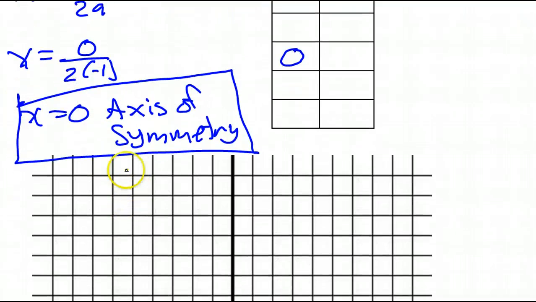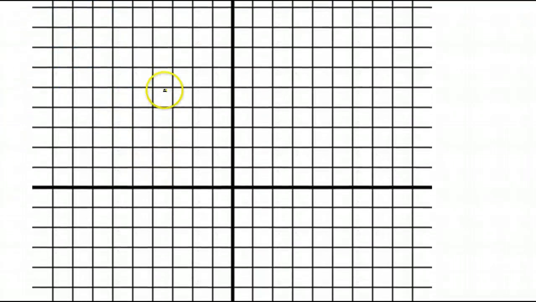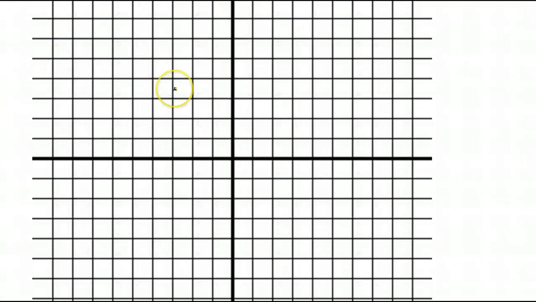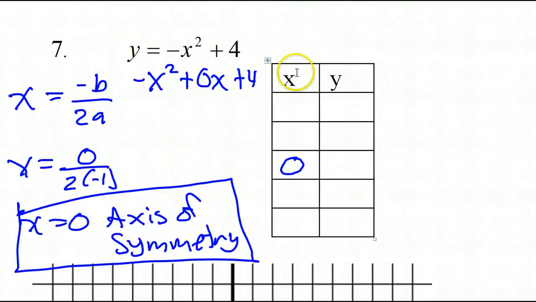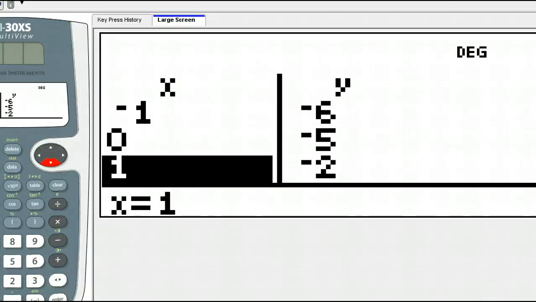Okay, let's draw it. X equals 0, well, that just means it's right on the y-axis. All right, there's your axis of symmetry for you. Now let's get the rest of these points going. Less than 0 is negative 1, negative 2. Greater than 0 is 1, 2. So let's put this in the calculator.